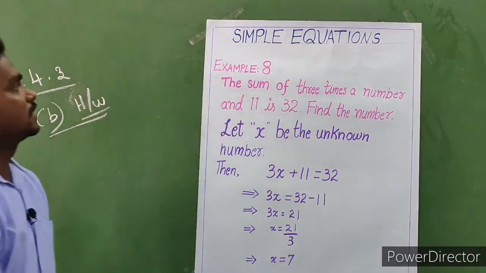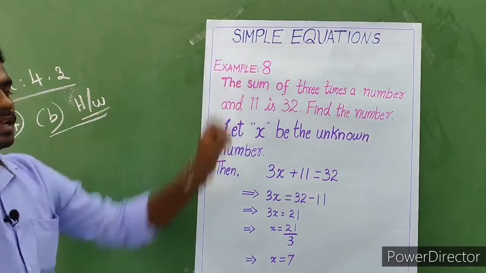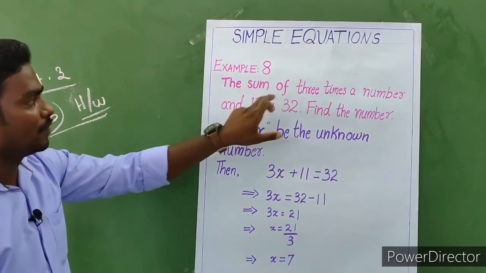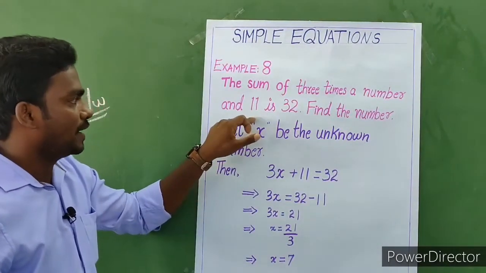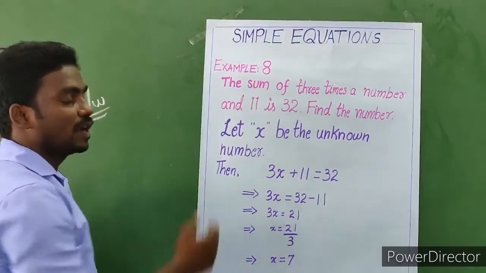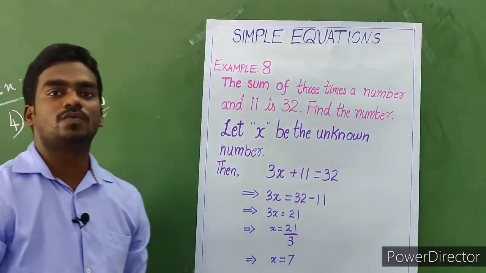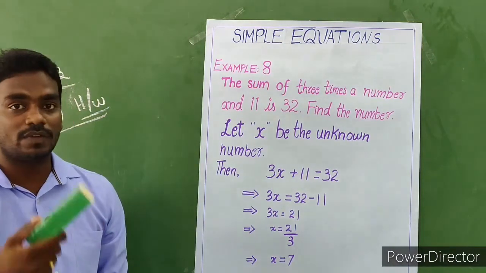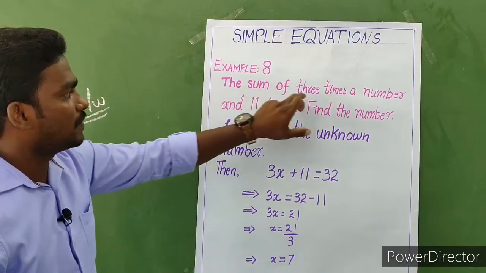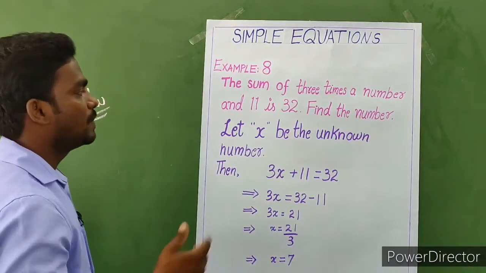Okay. See next simple equation. Example 8. The sum of 3 times a number and 11 is 32. Find the number. So first we want to form the equation. The sentence formation is given. We want to form an equation. Thereafter we want to find the value of the unknown. How to form an equation?